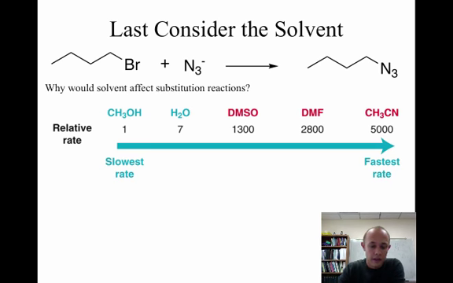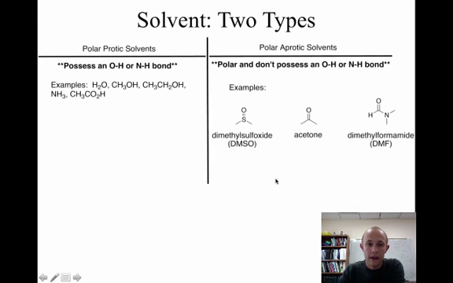Well, what we can do is break these solvents up into two different categories. The solvents listed in blue contain OH bonds, and the solvents listed in red do not contain OH bonds. These are called protic solvents to indicate the presence of bonds to hydrogen, oxygen-hydrogen bonds capable of hydrogen bonding. These are called aprotic. We'll look at these in more detail in the next slide.